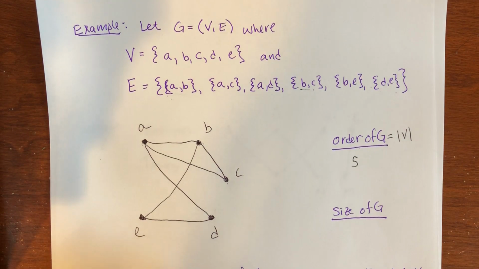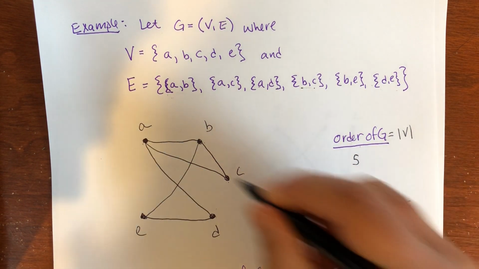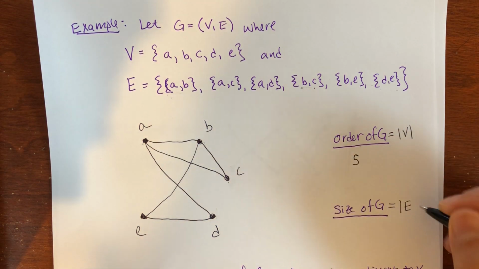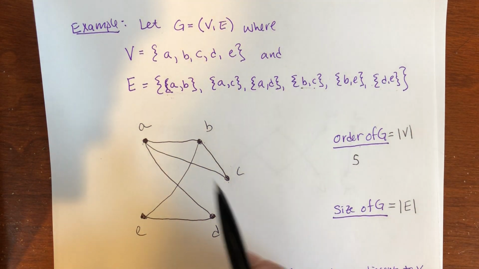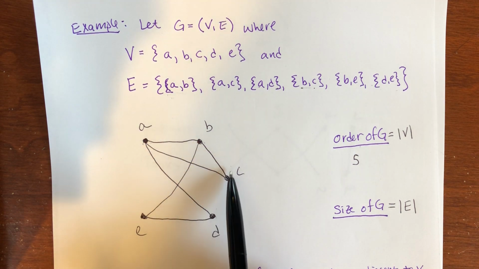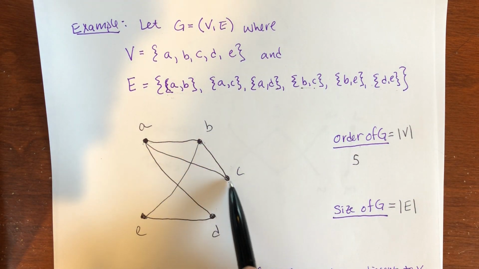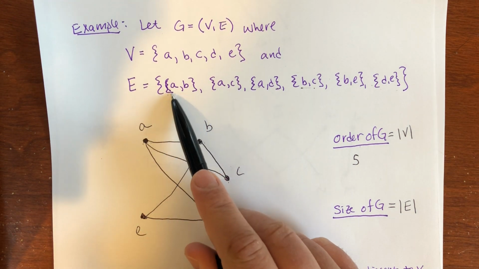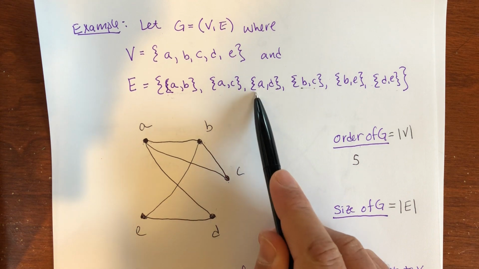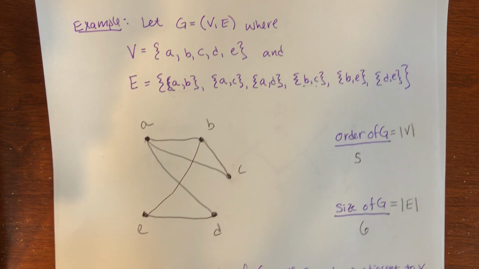Okay? The size of G is defined to be the number of edges in your graph, the number of connecting lines. So that's going to be the cardinality of the edge set. Well, it's sometimes a little bit harder to count it on the graph itself. You want to make sure you don't double count, but you've got 1, 2, 3, 4, 5, 6. It's easier to count it up here. This is one edge, 2, 3, 4, 5, and 6. So the size of this graph is 6.